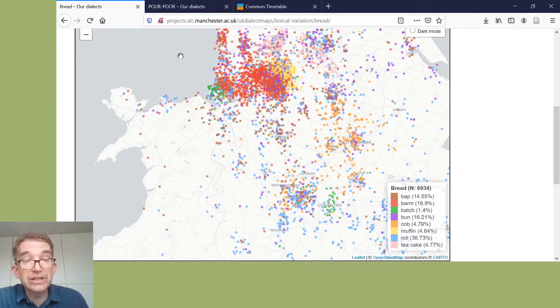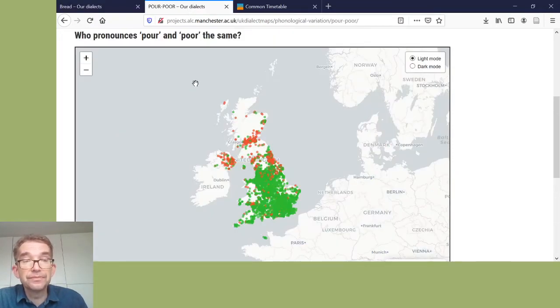We can look at another map from the same project. This is about the way that people pronounce the words poor and poor, whether they rhyme or not. There's some interesting things to note about this map, first of all, as a piece of design. It uses green and red dots to show whether or not the words rhyme. We can critique this. This is a poor map design, even though it might be an interesting map in itself. The idea of the map might be interesting. Many people have red-green color blindness, so this is a poor choice of colors.